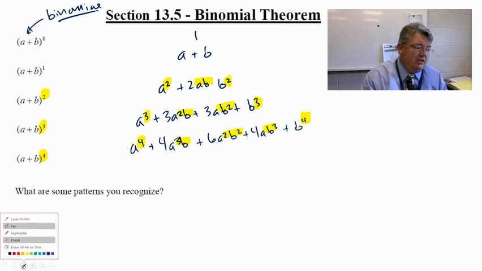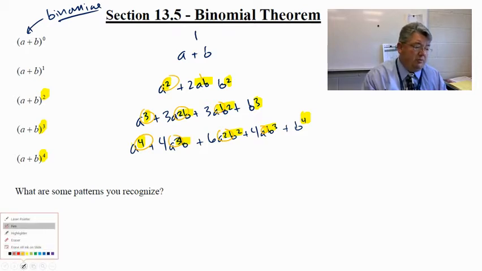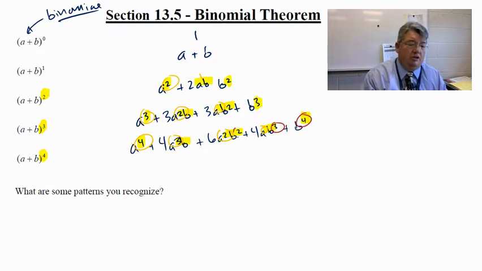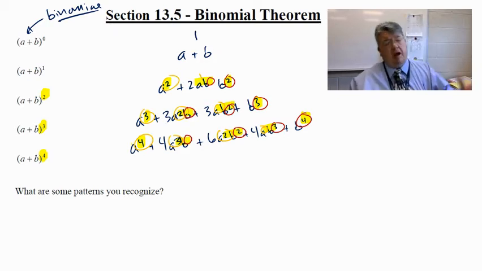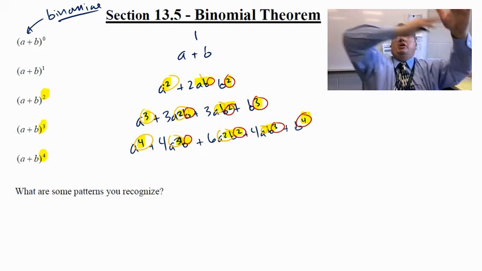The a's: I've got a squared, a to the first, a to nothing. Cubed, 2, 1, nothing. 4, 3, 2, 1, nothing. And then going backwards on the b terms, check it out. Starts 4, 3, 2, 1, nothing. 3, 2, 1, nothing. 2, 1, nothing. 1. Okay, so the powers of the first term start high and go low. The powers of the second term start low and go high.